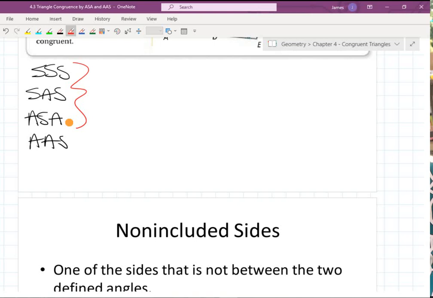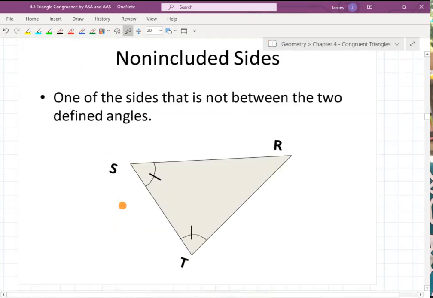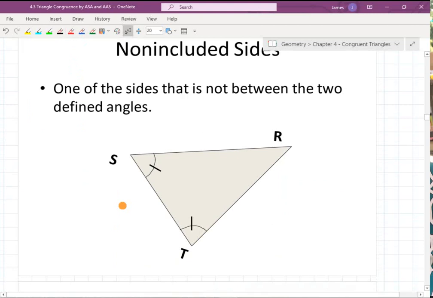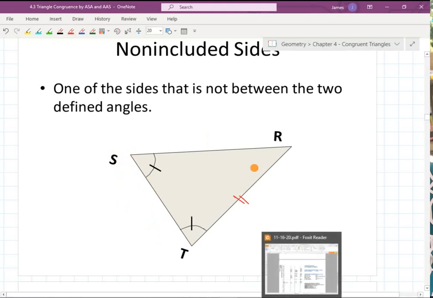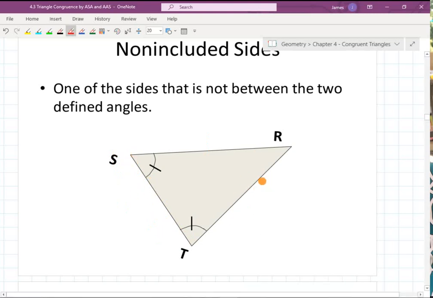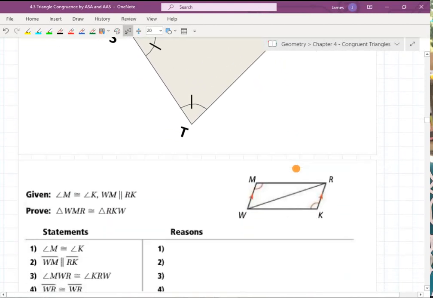Just non-included sides, real quick. I think it makes sense to talk about this real quick. Which side up there could you classify as non-included between those two angles? RT would be a side that is not between these two angles, right? Is there another one? RS, okay? So those would be your two non-included sides. That's the structure that we're looking for when we're going to use angle, angle, side.